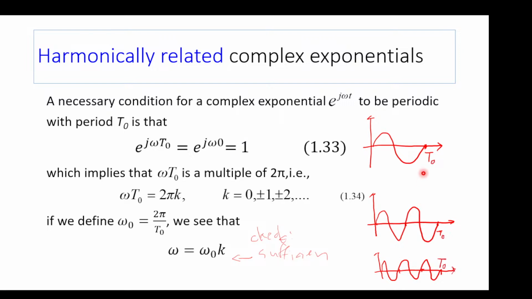For example, k equals 2 here, and k equals 3 here. You can also imagine there's a funny thing when k equals 0. k equals 0 is actually a constant function. So the constant function is also a harmonic exponential because every period is a period of the constant function.